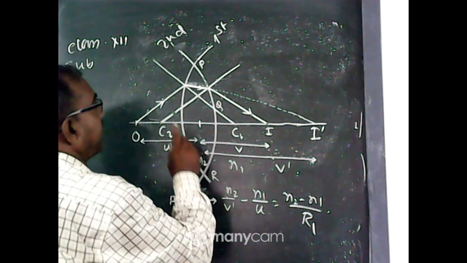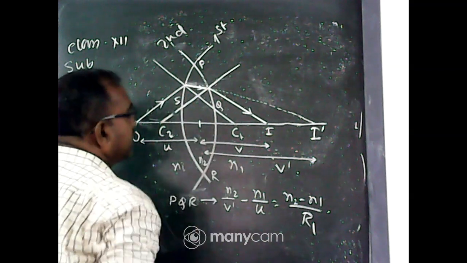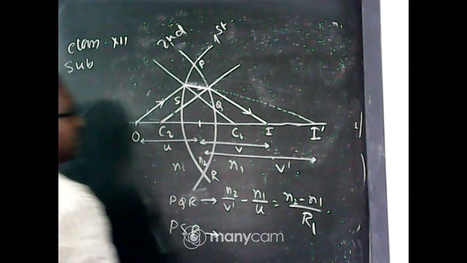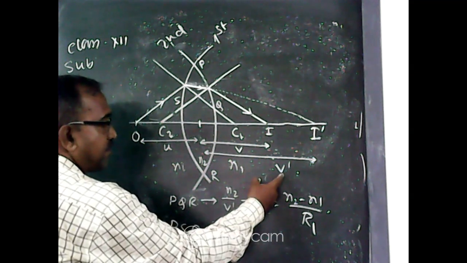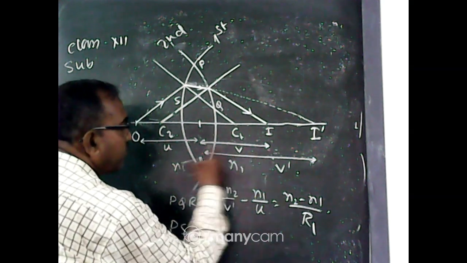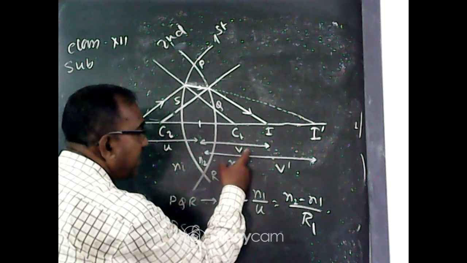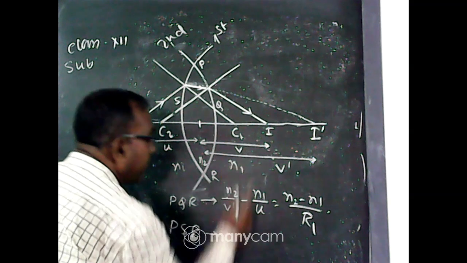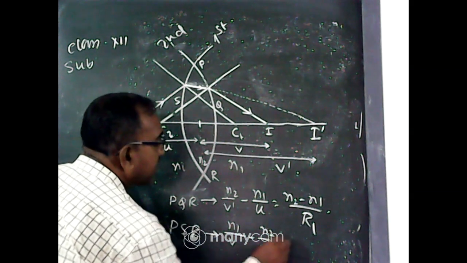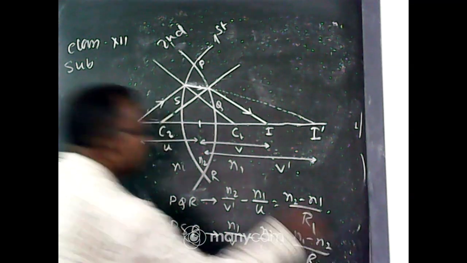And for the second refracting surface, this is the V dash. So we can write it here. This is the U, final image V. That is the N, this is the N1. N1 by V minus N2 by V dash equal to N1 minus N2 by R.